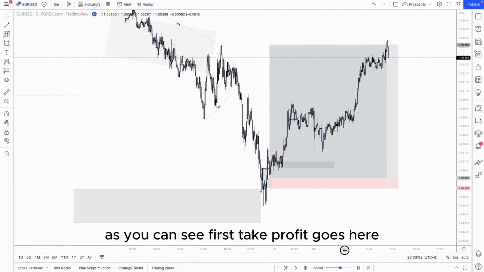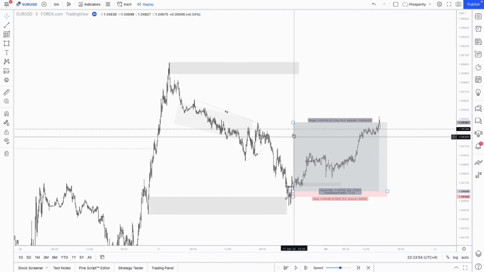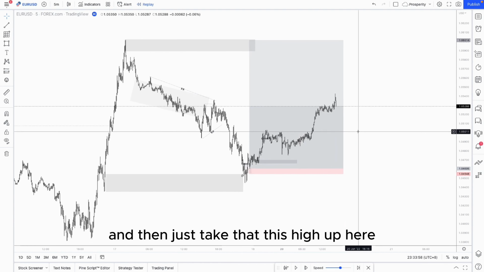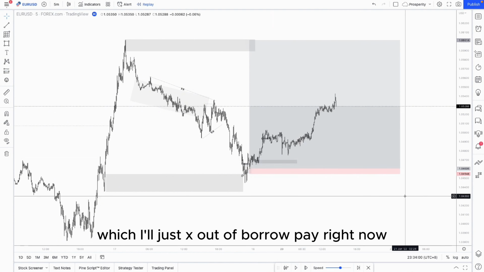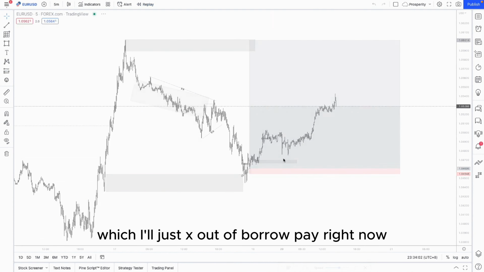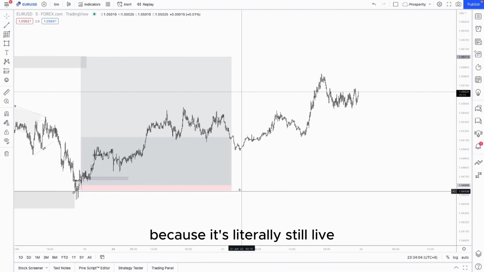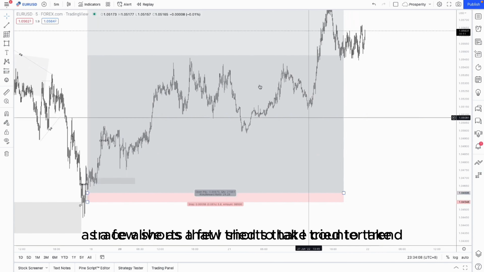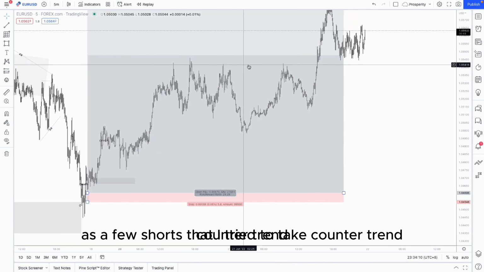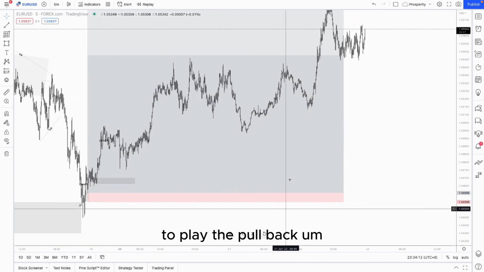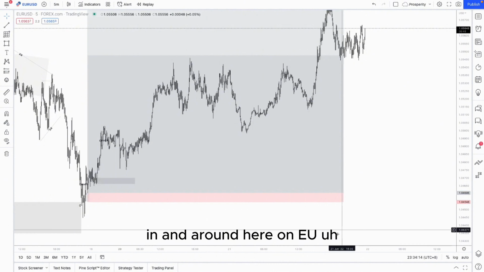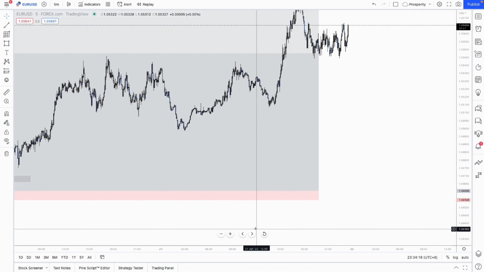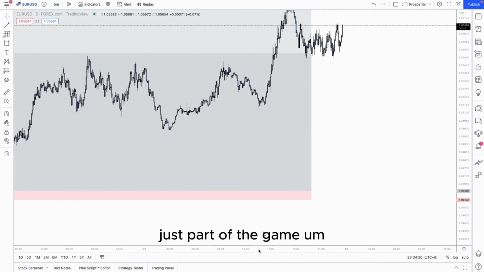As you can see, first take profit gets hit. And then it takes out this high up here, which I'll just X out of bar replay right now because it's literally still live. The trade is still live. There's a few shorts that I tried to take counter trend to play the pullback in and around here on EU. Did take a couple of losses. Shouldn't have taken them. Just part of the game.